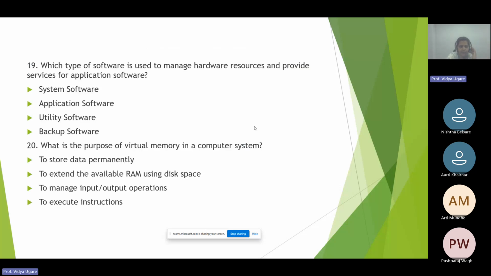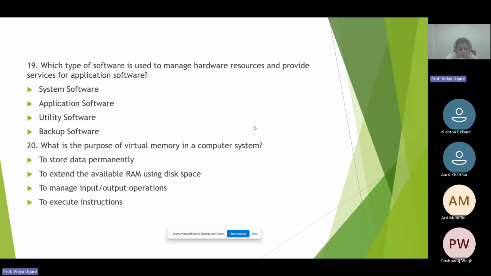Yes. Which type of software is used to manage hardware resources and provide services for application software? It is system software. System software, in which the operating system is also involved, is used to manage hardware resources, meaning hardware devices, and provide services for all the application software which is required. So here our answer is again the system software.